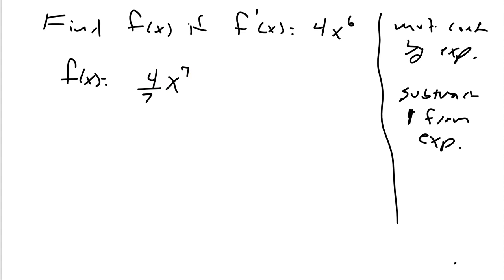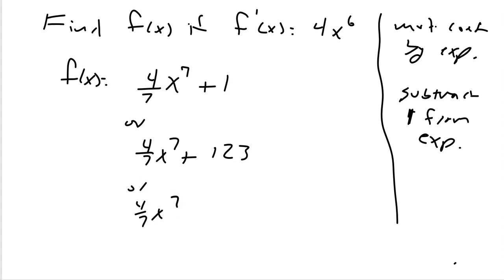Now, is that the only antiderivative for that? And it turns out the answer is no, because the derivative of any constant is 0, right? So we could have a plus 1 here, or we might have 4/7 x to the 7th plus 123, okay? Or maybe 4/7 x to the 7th plus pi, okay? Any of those are antiderivatives for 4x to the 6th.